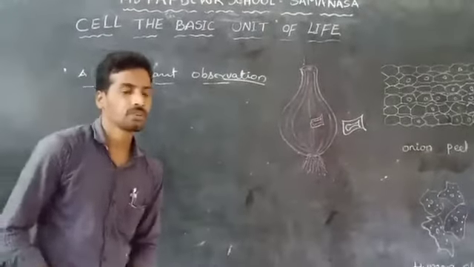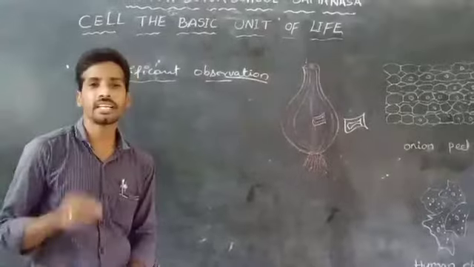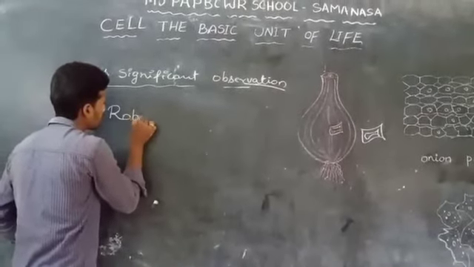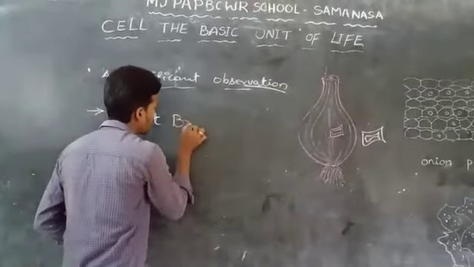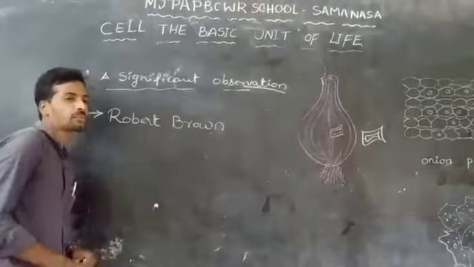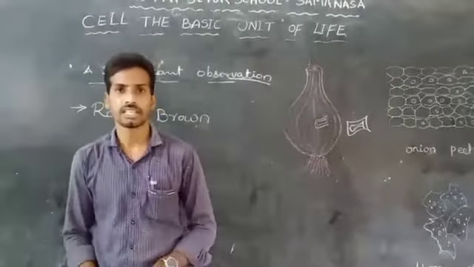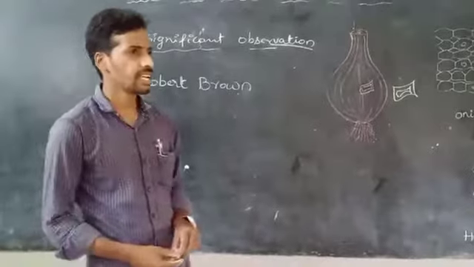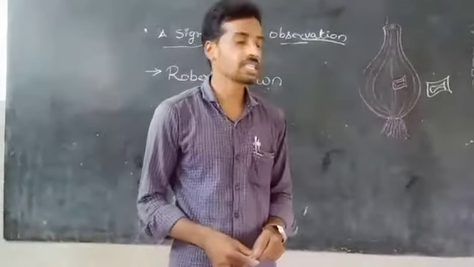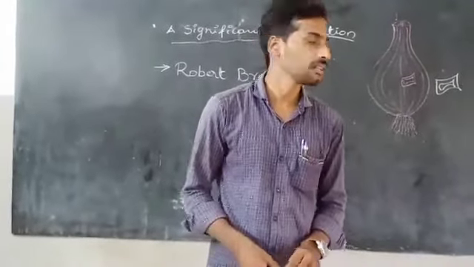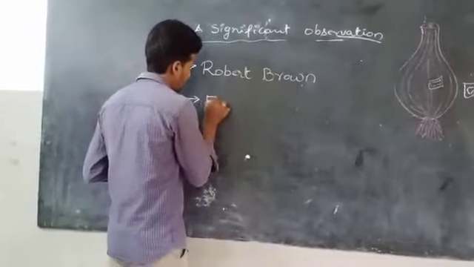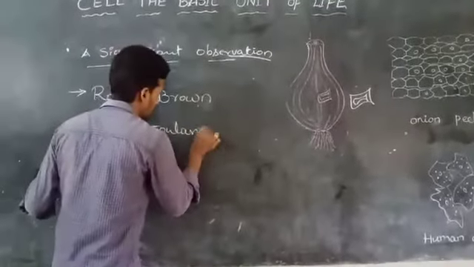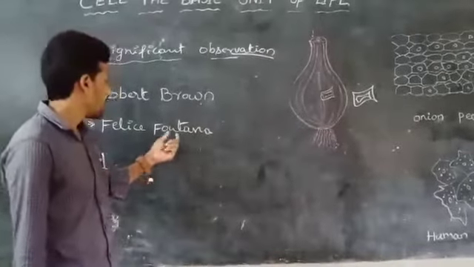Robert Brown, one of the scientists, made a contribution to understanding the structure of the cell. There are small spots in the center of the cell.